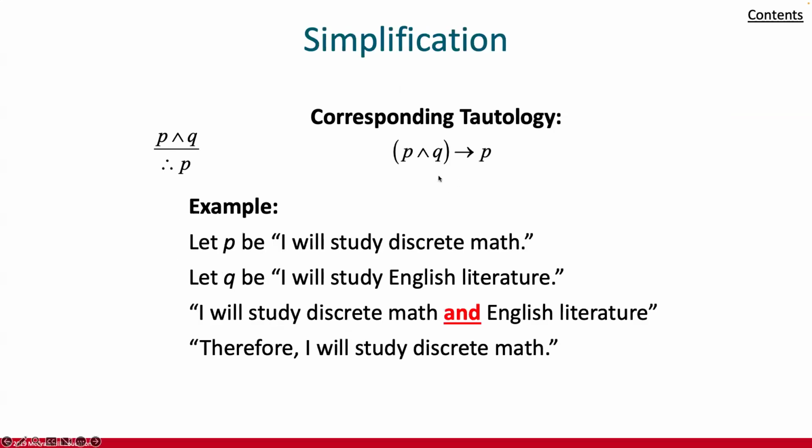And simplification. Here is a look at what the tautology is. Let P be, I will study discrete math. Let Q be, I will study English literature. I will study discrete math and English literature. Therefore, I will study discrete math.